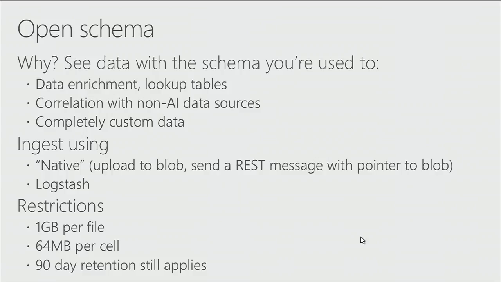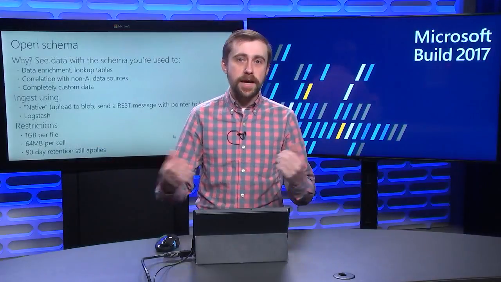And what Open Schema allows you to do is to upload completely custom data into Application Insights. Why might you want to do this? Well, there's three main reasons. One is for data enrichment. So lookup tables like this for acronyms, for machine names, for locations, any other thing that you want to make more human readable. The other is correlation with non-application insight data sources. So maybe you have some other logging telemetry systems from where you want to get data into Application Insights. And finally, completely custom data altogether. Maybe you want to use these machine learning capabilities and the query language to apply that to your own data.